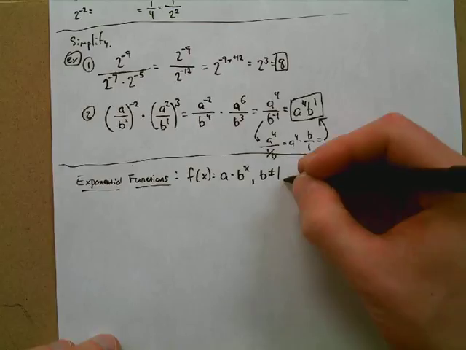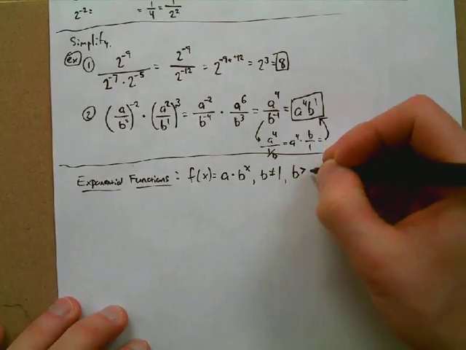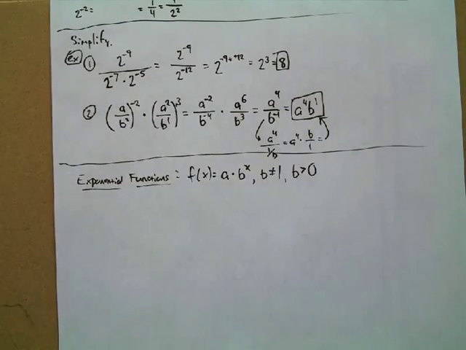Likewise, we also have to further stipulate b also must be greater than 0, for a similar kind of reason. Well, actually, it can't be 0 for a similar reason that it can't be 1. If b was 0, well, then it would be 0 to the x, which again would just be 0. Then times a would be 0. And so again, you'd have a constant function.